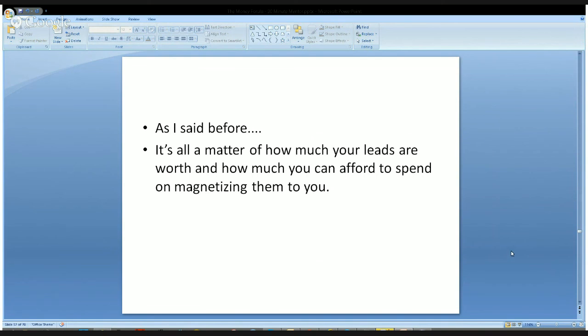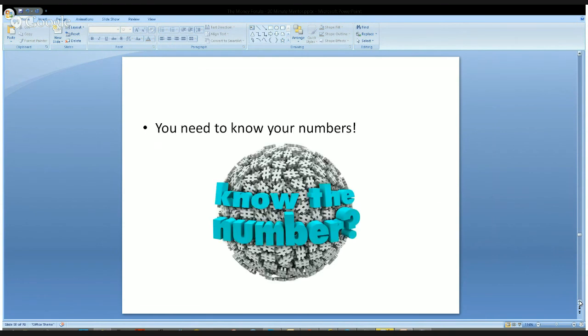Now, as I said before, it's a matter of how much your leads are worth and how much you can afford to spend on magnetizing them to you, because that is what it all boils down to. You need to know your numbers, and you need this in any aspect of your marketing. You need to know what a lead is worth to you. And I'm not talking about just on your initial campaign. What is that lead worth in your autoresponder? How many people do you have in your autoresponder, and how much a month can you make from it?